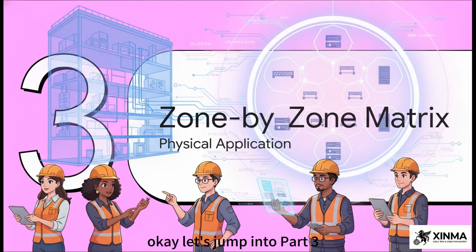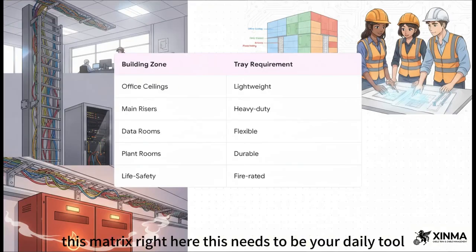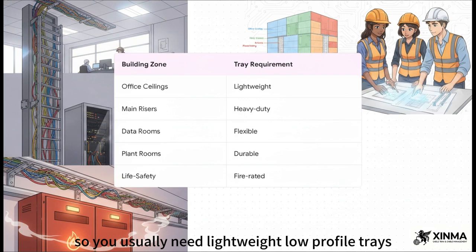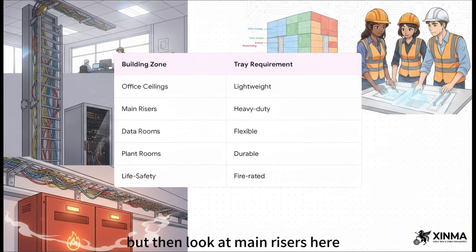Okay, let's jump into part 3, the zone-by-zone selection matrix. This matrix right here needs to be your daily tool. You've got to match specific tray types to their unique environments. Take office ceilings, for example. Space is at a premium, so you usually need lightweight, low-profile trays. But then, look at main risers.